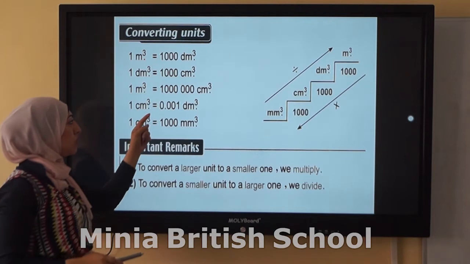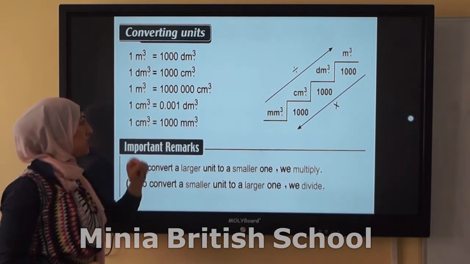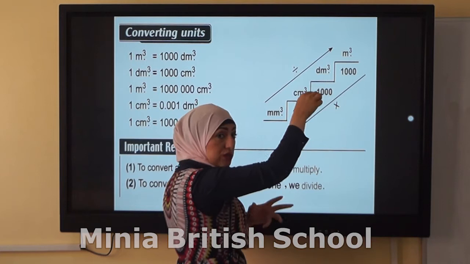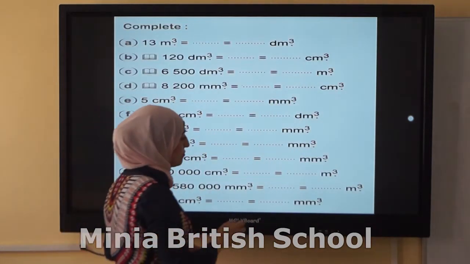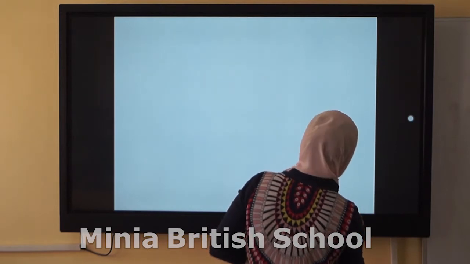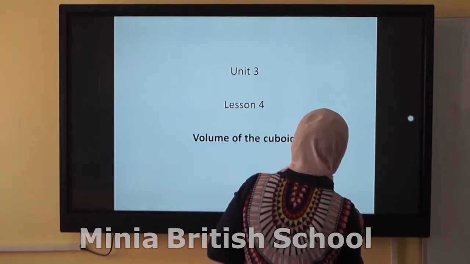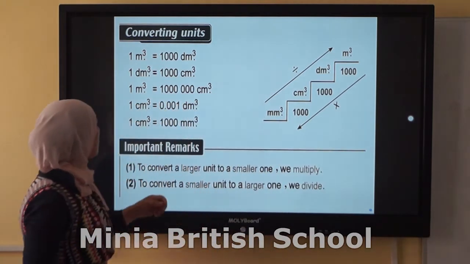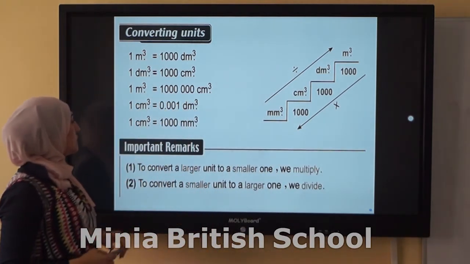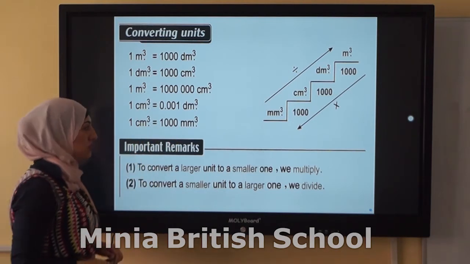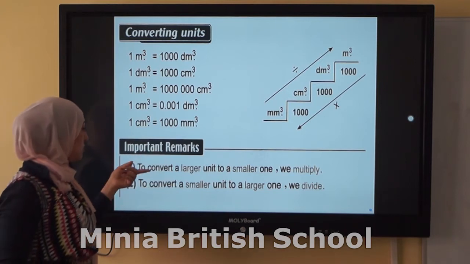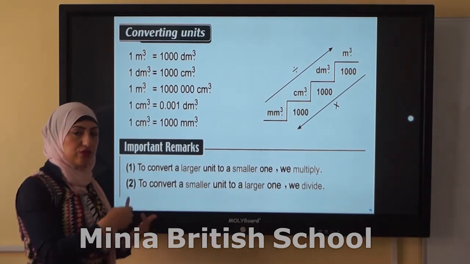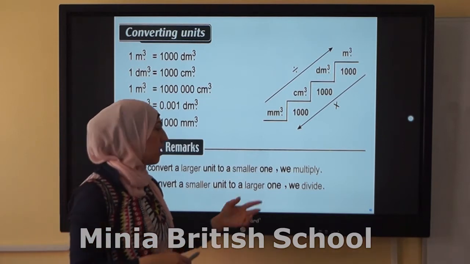1 cubic centimeter equals 0.001 cubic centimeter, which I convert. And the last one, 1 cubic centimeter equals 1,000 cubic millimeter. Here, to convert from the larger unit to the smaller unit, we multiply, and vice versa, to convert from a smaller unit to a larger unit, I divide. Okay?